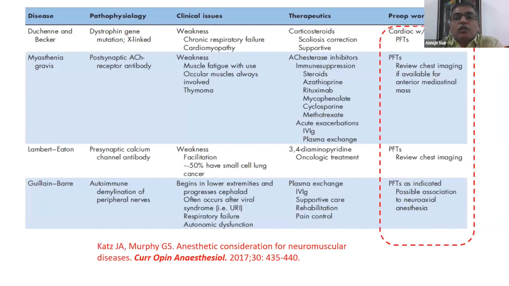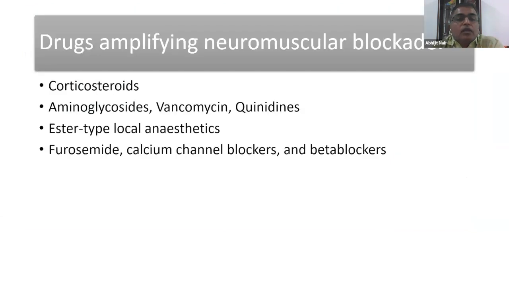As you can see on this slide, it gives you an idea of what special preoperative workup needs to be done in a particular disease. For example, an echo for Duchenne's and Becker's, for myasthenics a PFT, for Lambert-Eaton PFT, and for Guillain-Barré also PFT if possible. Another important thing to know is which drugs could amplify neuromuscular blockade in the presence of neuromuscular diseases. They are corticosteroids, aminoglycosides, vancomycin, quinidines, ester-type local anesthetics, furosemide, calcium channel blockers, and even beta blockers.